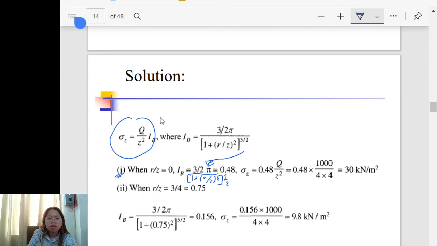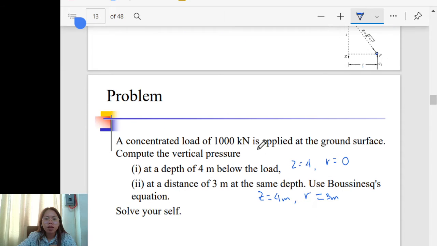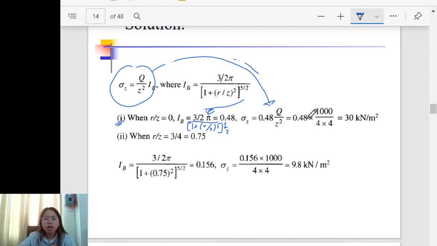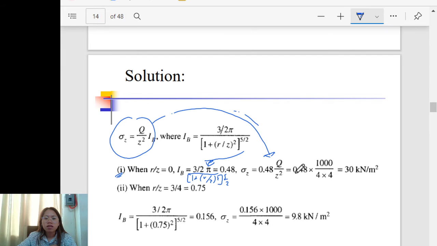And again, in this equation, 0.48 times the point load divided by Z squared. What is the point load in the problem? It is equal to 1,000 kilonewton. So 0.48 times 1,000 divided by Z squared, where Z is 4, so 4 times 4. The answer is 30 kilonewton per meter squared.